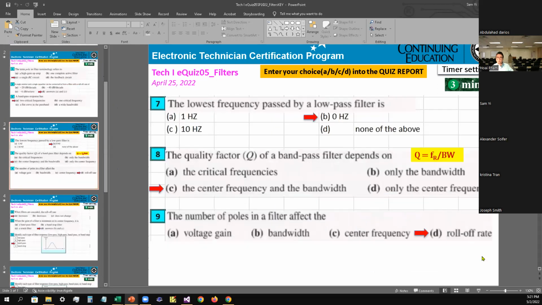All right, so the answer is D as in David for number 9. So any question on number 7, 8, or 9?